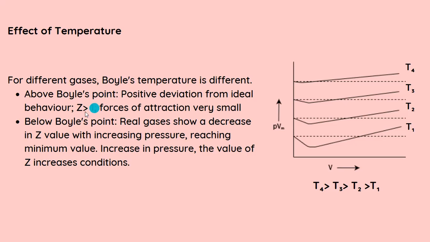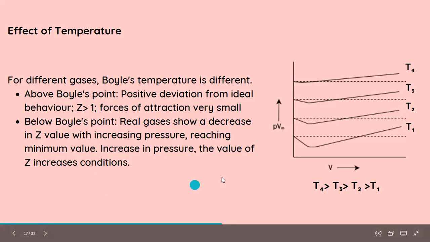So above Boyle's point, we'll have the value of Z greater than 1, and the forces of attraction are going to be very small, and so they are less compressible. On the other hand, below Boyle's point, they will show a decrease in Z value with increasing pressure, and then they will reach a minimum value, and there'll be an increase in the value of Z. So first initially they'll be more compressible, and then they'll be less compressible than expected.